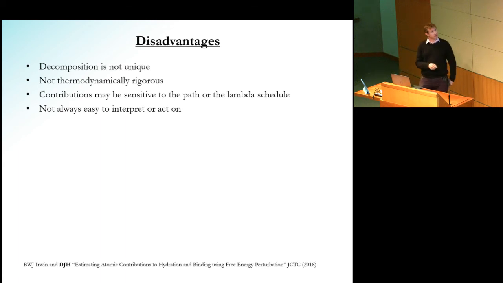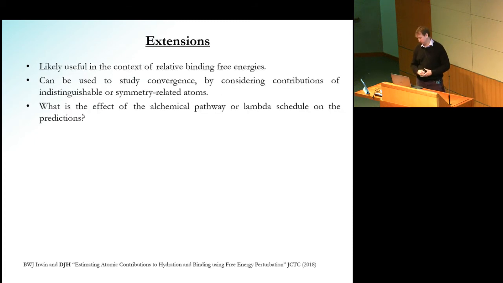In addition, it's not always easy to interpret or act on, at least in its current form. As I mentioned, for the case of caffeine, atoms can be predicted to be favorable, but the group that they're in overall is not. So how do you make sense of that? How do you act on that? There's more I'd like to do with this, and there's a lot of thinking to do. I think this could be useful in the context of relative binding free energies, but there's a few developments or changes that might need to be made in order to do that.